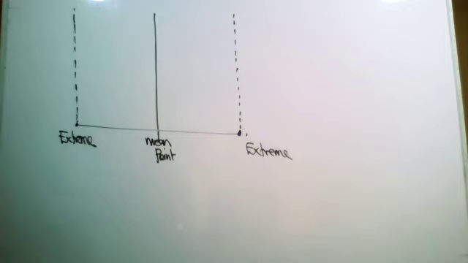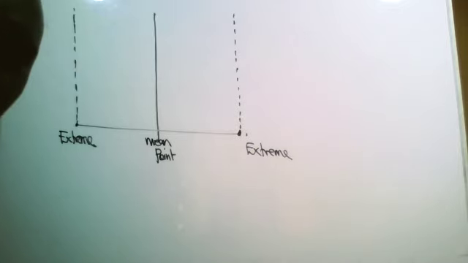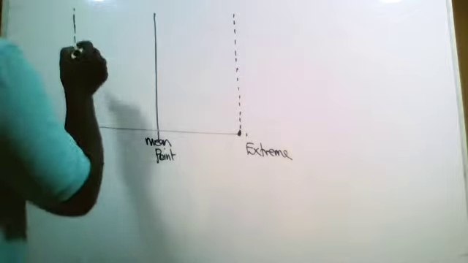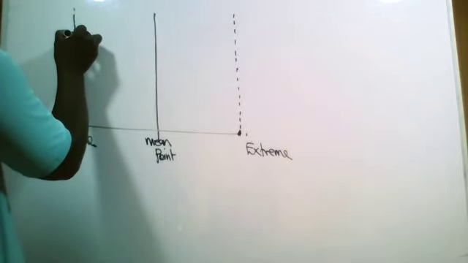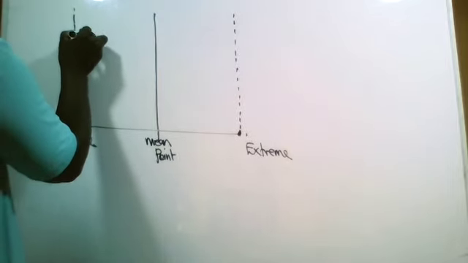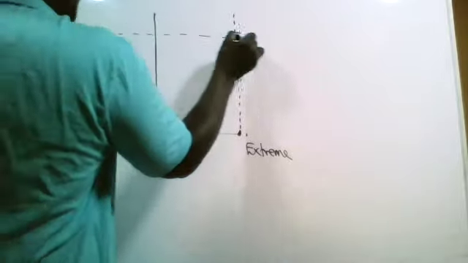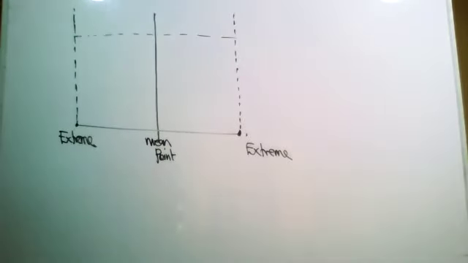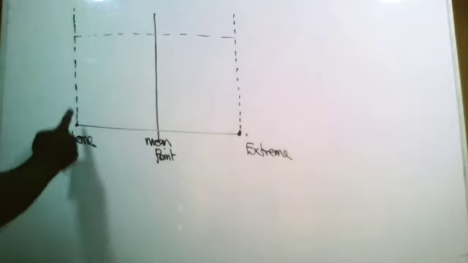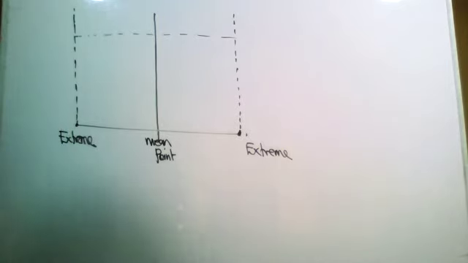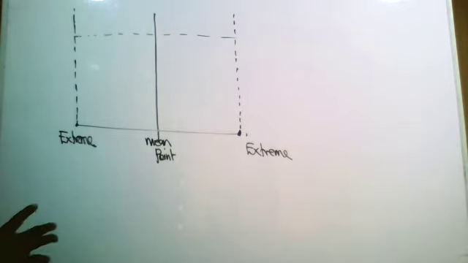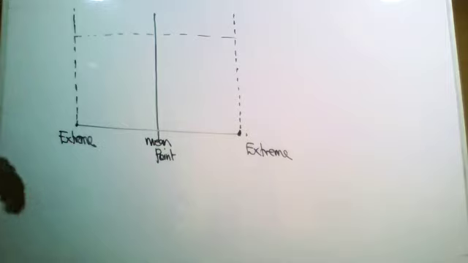Okay, so at the extremes, which of the energy is maximum? Potential. So potential energy is maximum at the extremes. You see, the vertical line indicates its maximum.